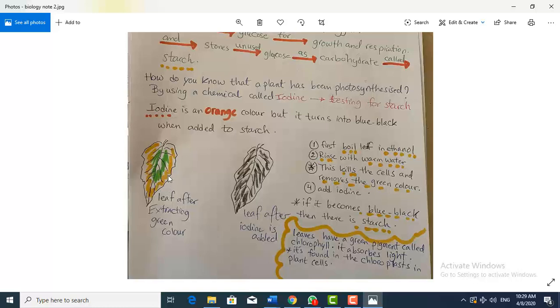So here, this is the leaf after extracting the green color, and this is the leaf after iodine has been added. The leaves have a green pigment, which is called chlorophyll. What does this pigment do? It absorbs the light, and it's found in the chloroplast in the plant cells.